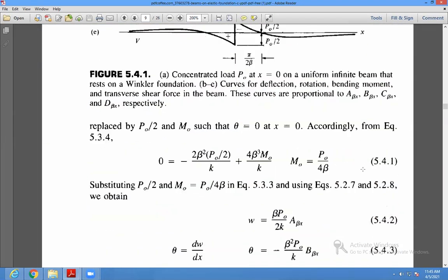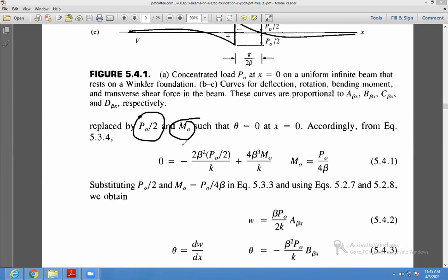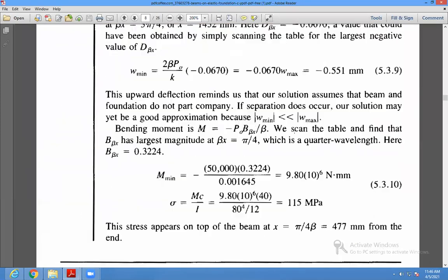Now the load P is replaced by P naught by 2, because for the right side we have considered 50% of the load, and for the left side 50% of the load, and the moment is M naught. At x equal to 0, the rotation or slope theta is equal to 0. By considering this, what is the equation of theta?